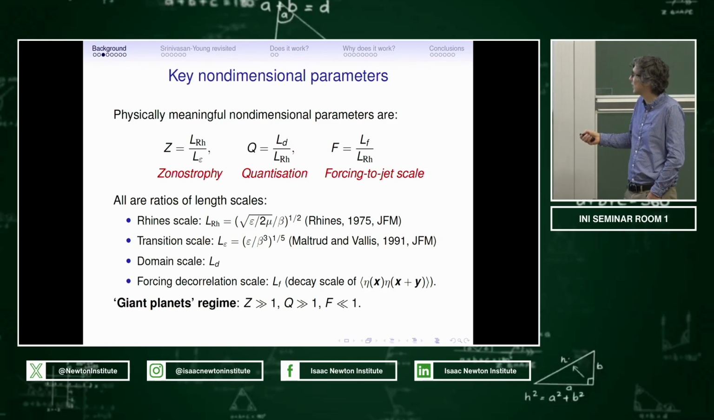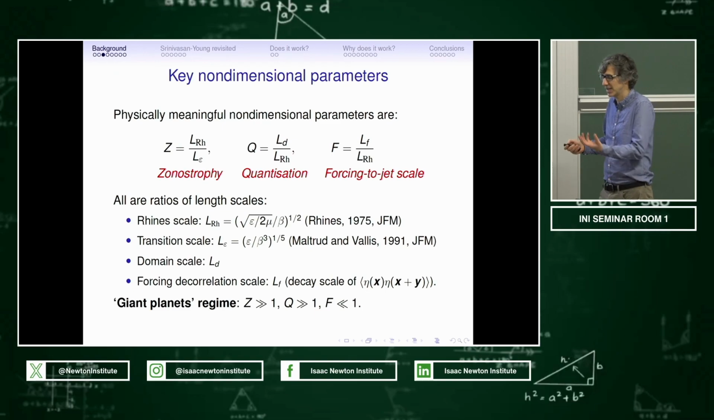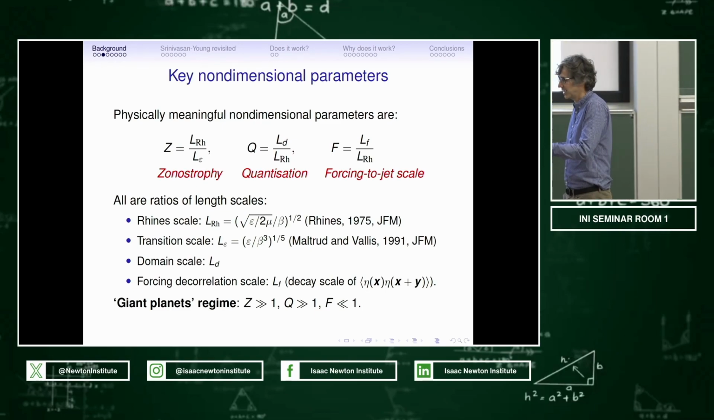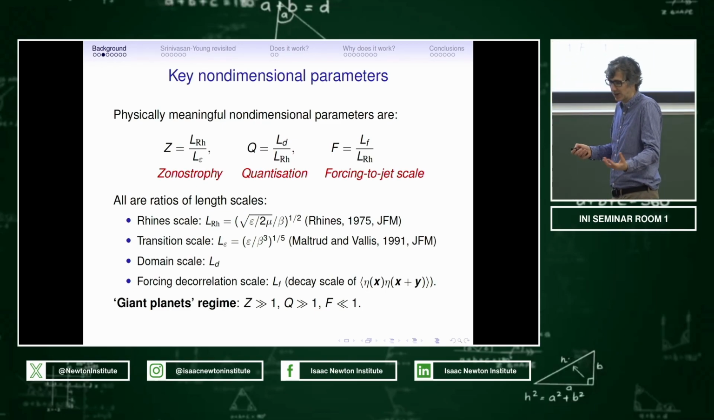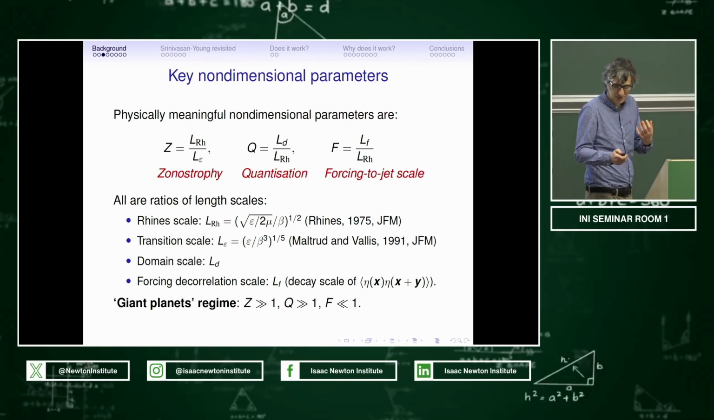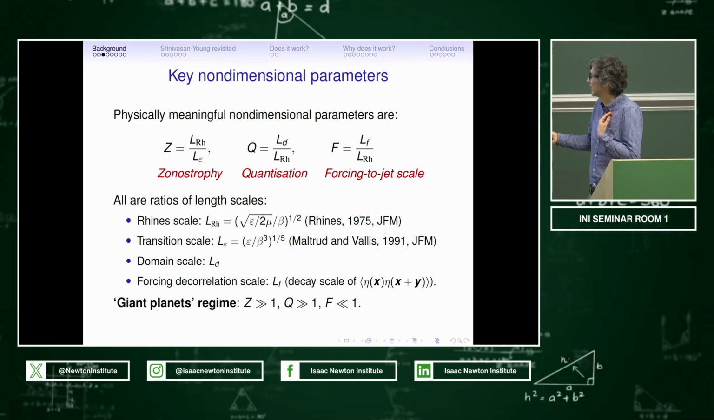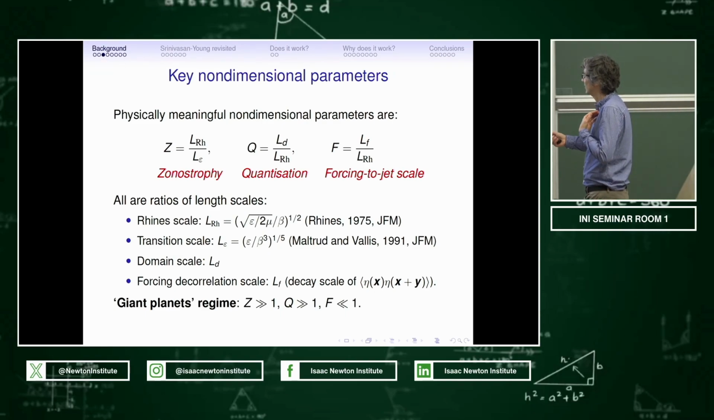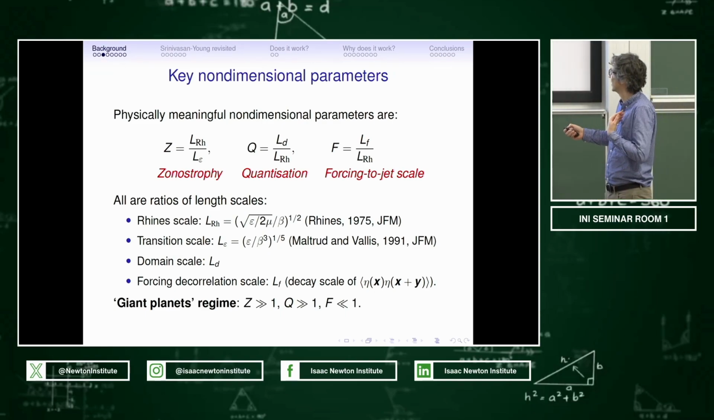And we're going to be interested in the regime where F is much less than 1. The idea is that in the giant planets, the source of energy, whether it be through convection or baroclinic instability or whatever mechanism you suppose is dominant, is all occurring at a scale which is much smaller than the jet scale, which is given by the Rhines scale.